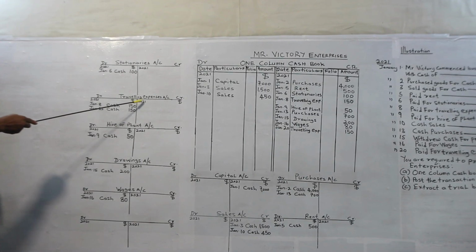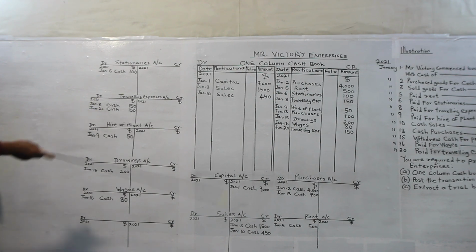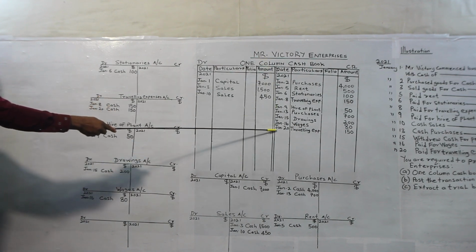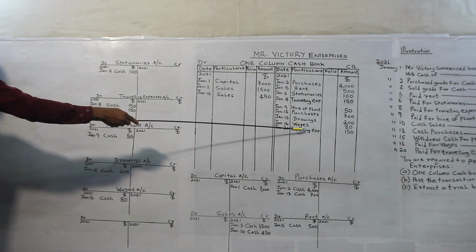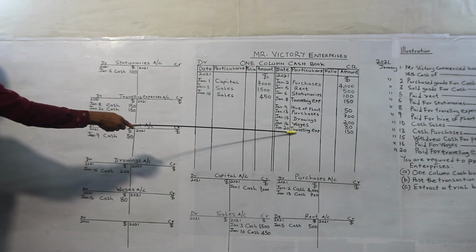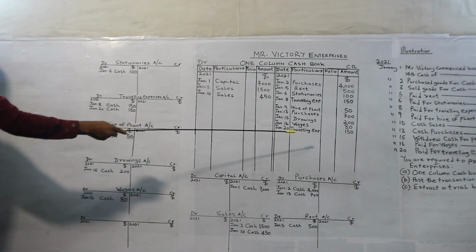So we debit the traveling expenses account with $150 cash on January 20th, 2021. And we credit the cash account on January 20th with $150 given out or spent in respect of traveling expenses.